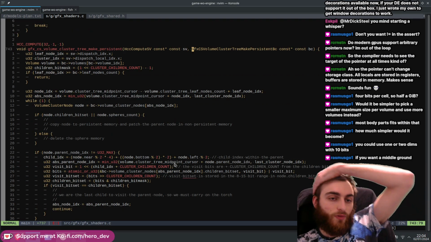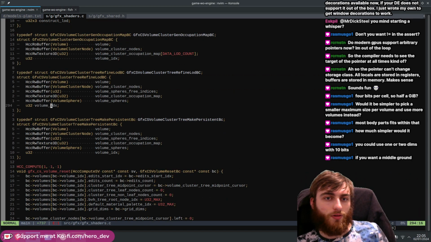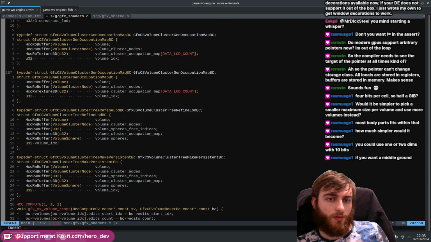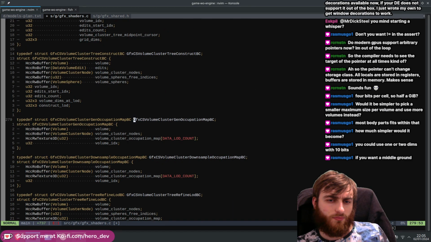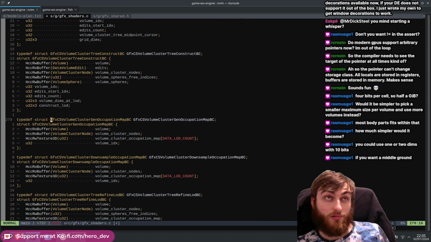Yeah, so we've got to write this shader. What other shaders do we have to write? We have to write another shader which sort of downsamples. There's a custom downsample. There's gen occupation map downsample, and this shader has to... this makes it on the highest level of detail.